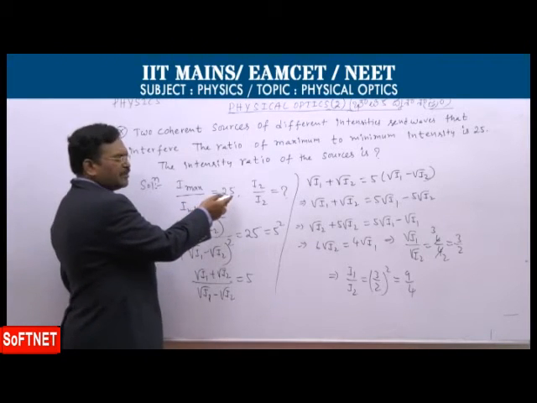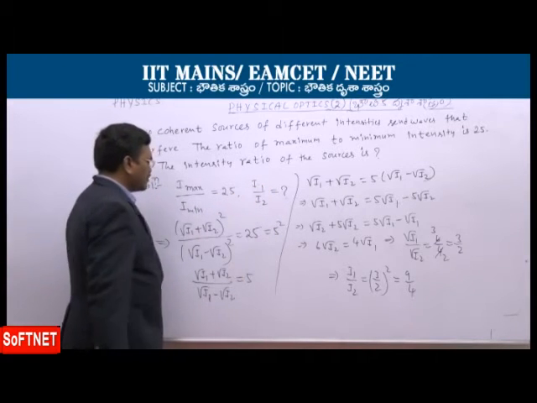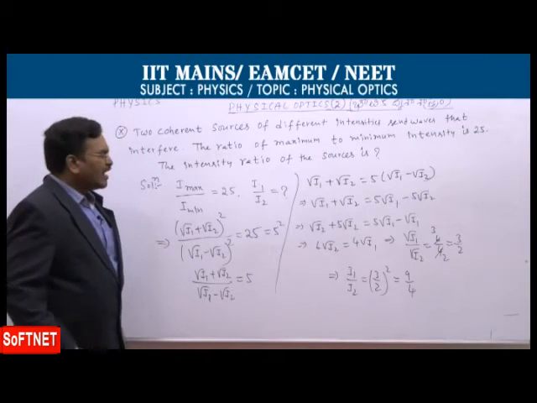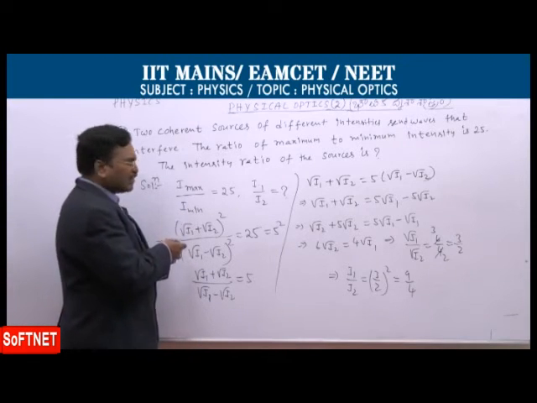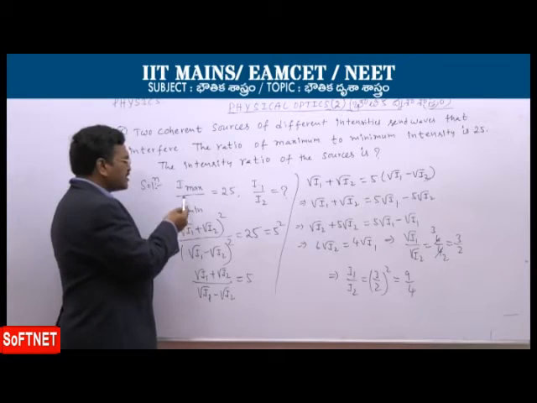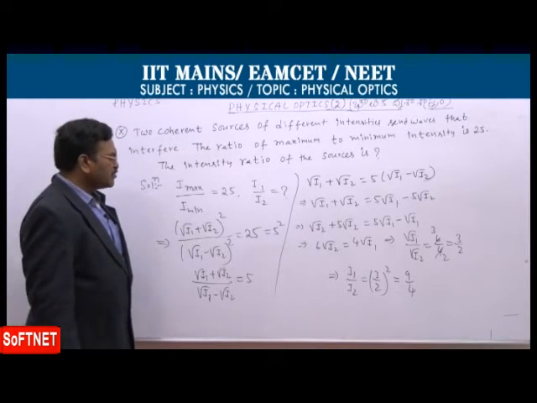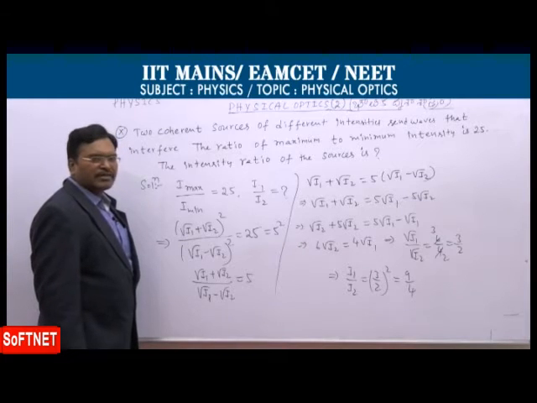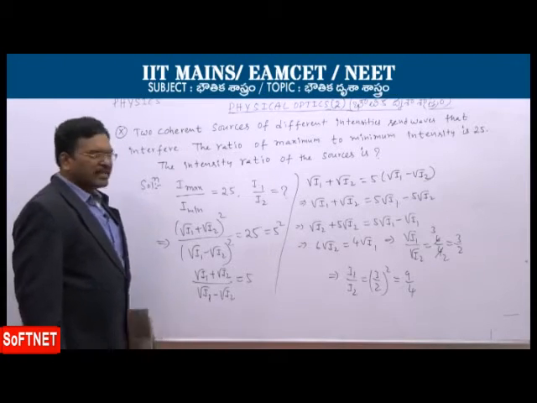So I maximum by I minimum is 25. We want to calculate the ratio of intensities I1 by I2. Now you know the formula for maximum intensity: root I1 plus root I2 whole square. Minimum intensity: root I1 minus root I2 whole square, is equal to 25, which we write as 5 square. We take square root on both sides.